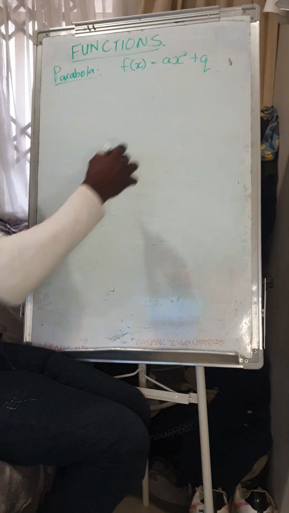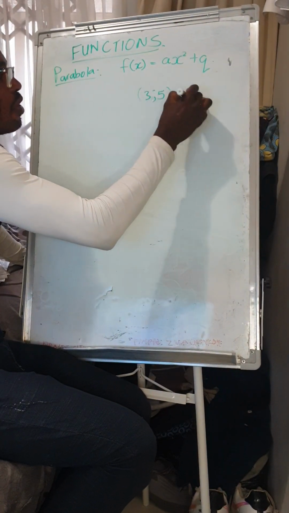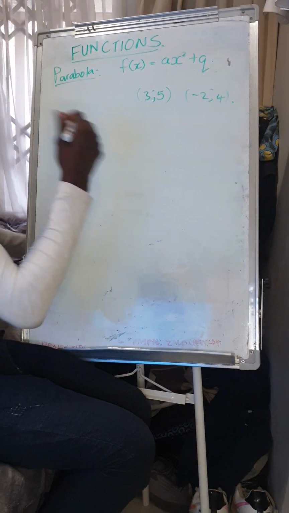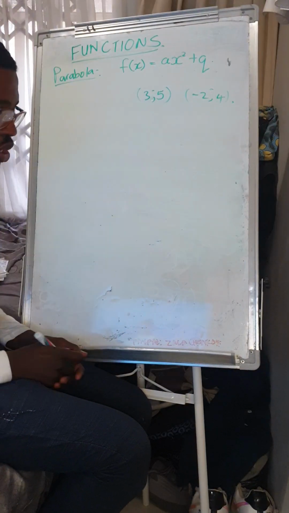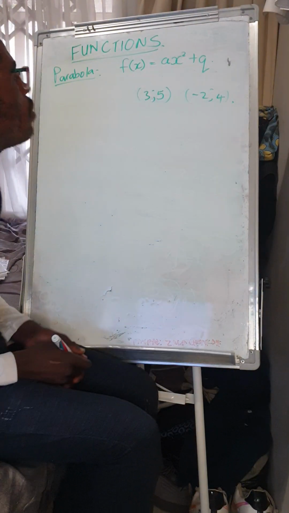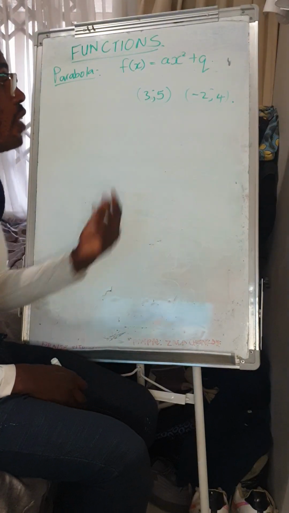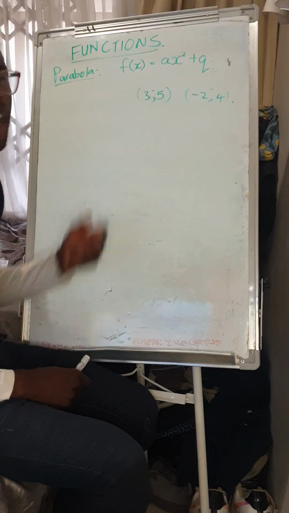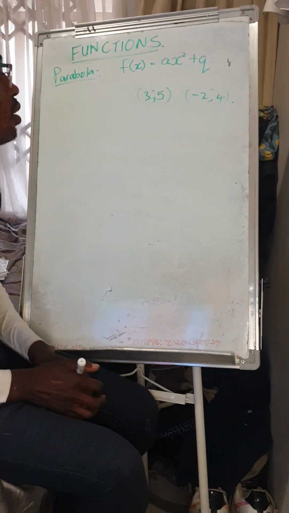Let me give you at least 2 points. You have (3; 5) and then you have (-2; 4). You're given these 2 points, and you're asked to determine the equation of the parabola. Now, mind you, neither of these points is the value of q. I mean, neither is the y-intercept, because you can see this is not the y-intercept, and this is not the y-intercept either.